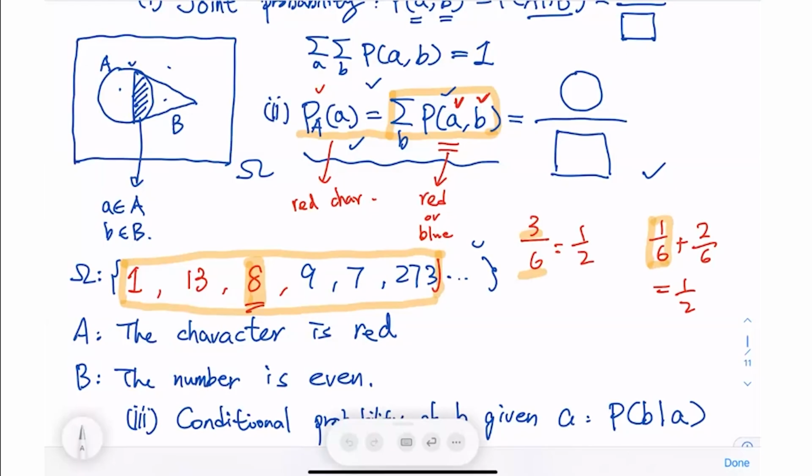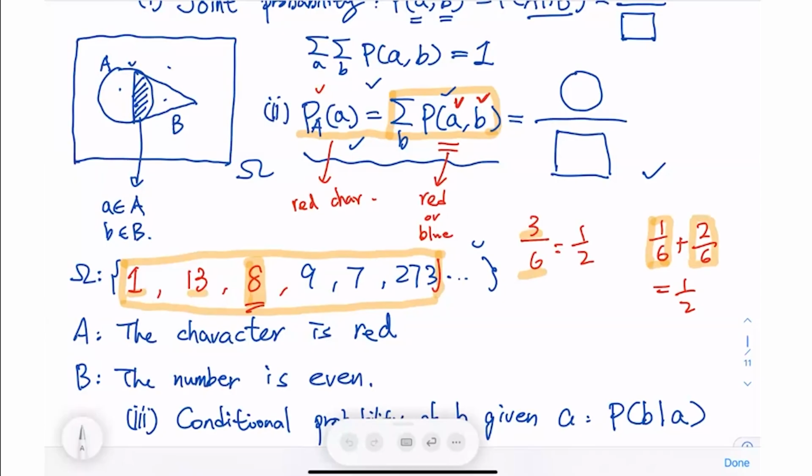And the second term of this sum is the probability that we got a red and odd number. In this particular set, the red and odd numbers are 1 and 13. So we got 2 events out of the 6 total events.